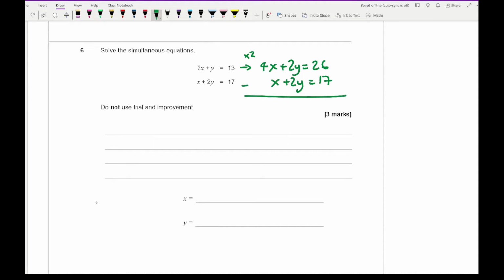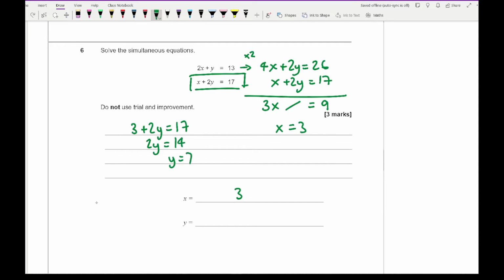So taking away the two equations, because my y's are the same sign, that then becomes 3x. The y's cancel out, and 26 take away 17 is going to give me 9. So therefore x equals 3. Then picking any of the equations, I'm just going to go for the second equation. So I've got 3 plus 2y equals 17, because I know that x equals 3. So 2y equals 17 take away 3, which is 14. So y equals 7.